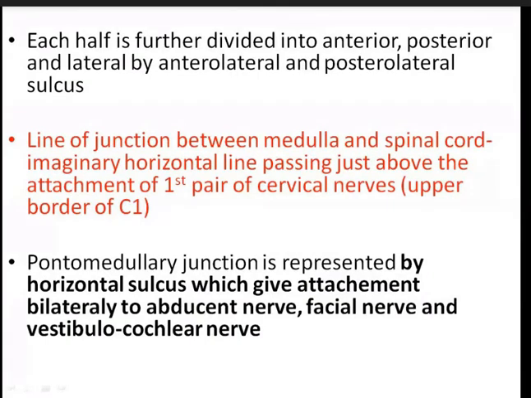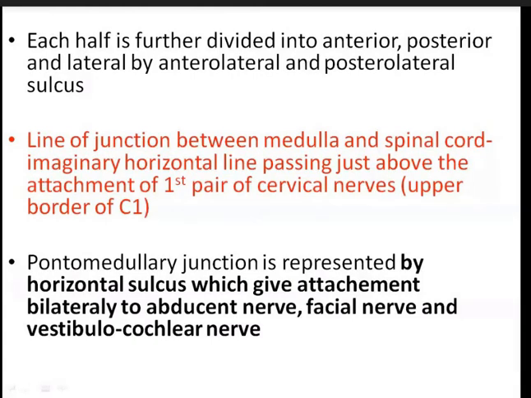The line of junction between the medulla and the spinal cord is an imaginary horizontal line passing just above the attachment of the first pair of the cervical nerves. So that is at the level of the upper border of the C1 vertebra. Okay, so the first pair of the cervical nerves.